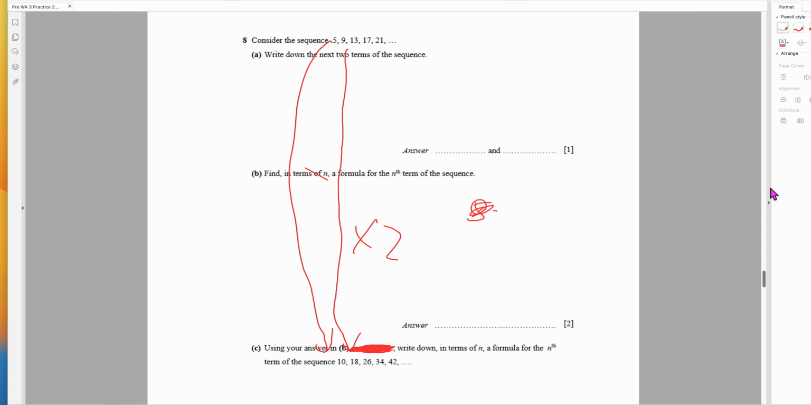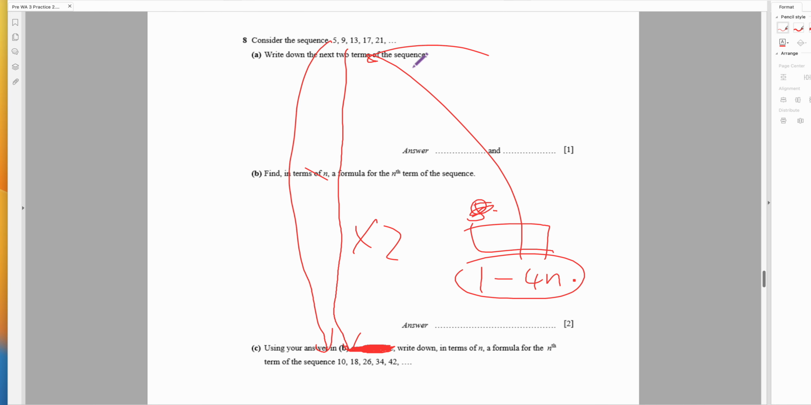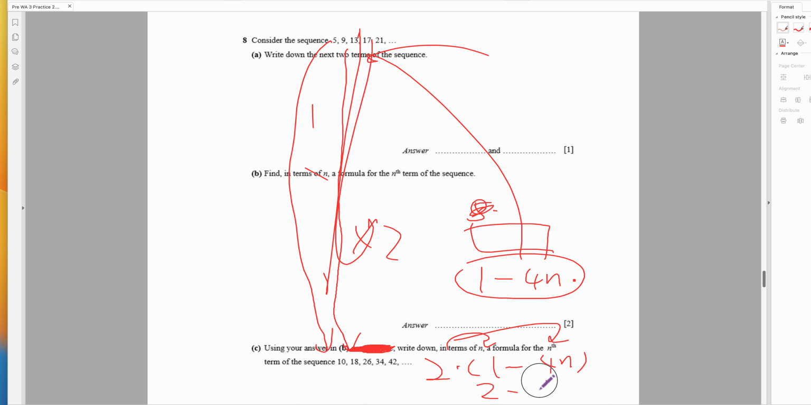So 1 minus 4n, times 2. Hold on. What's this part first? 1 minus 4n. Yeah, good. So if this is 1 minus 4n, you see this is times 2, times 2, times 2, right? So this whole thing times 2. But you need to open the bracket, simplify. 2 minus 8n.